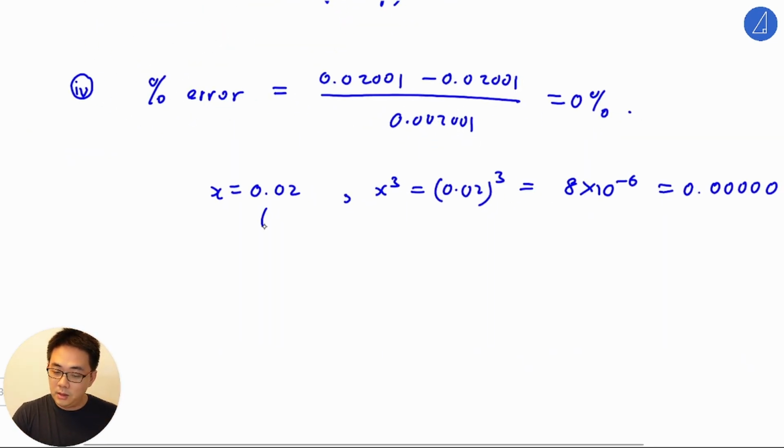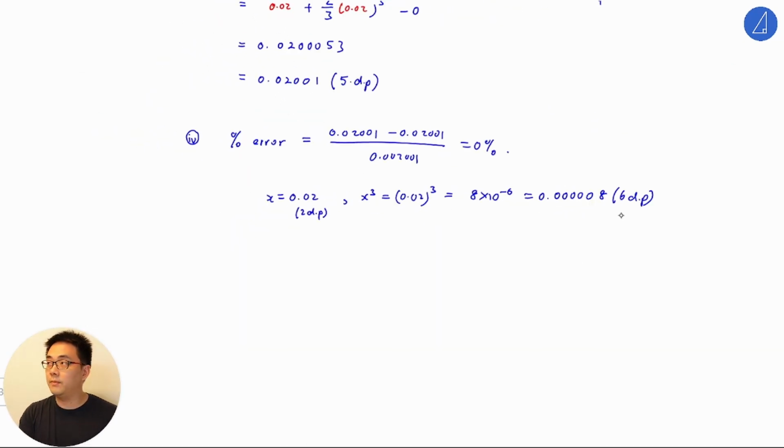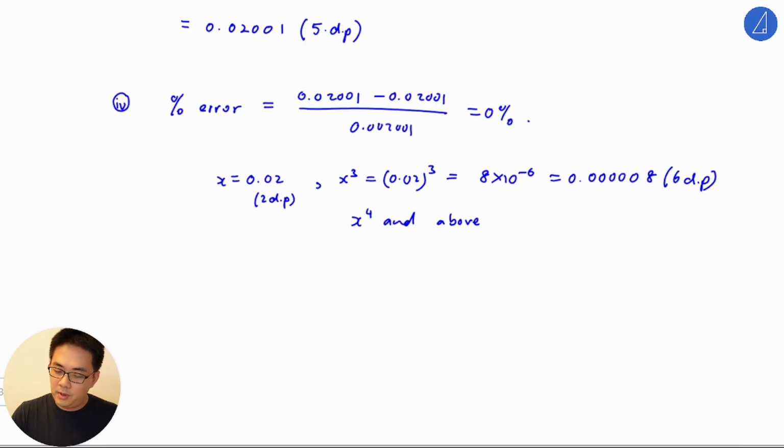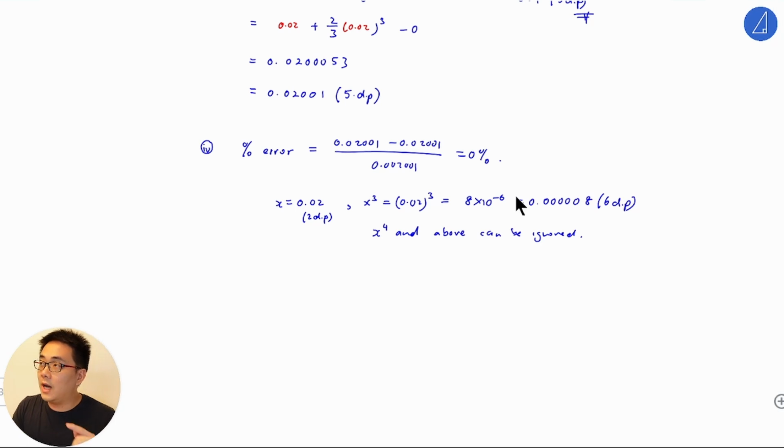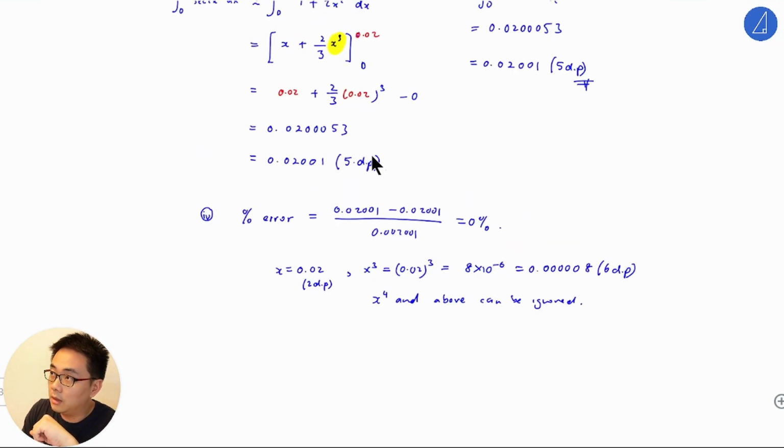This is how many dB? This is 2 dB, right? You see that when you cube it, this is 6 dB. Okay, what does it tell you? It tells you that x to the power of 4 and above can be ignored. But because your answer asks you to express in 5 dp, and because x to the power of 3 is 6 dp, of course it'll be accurate.